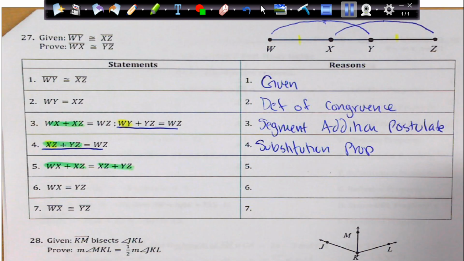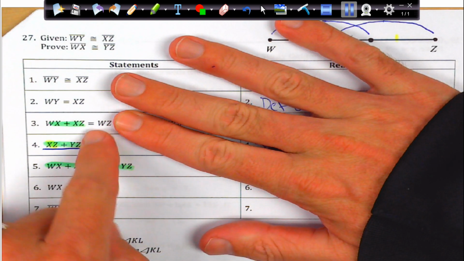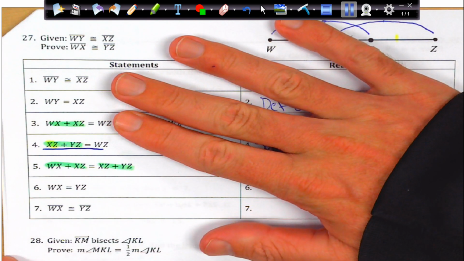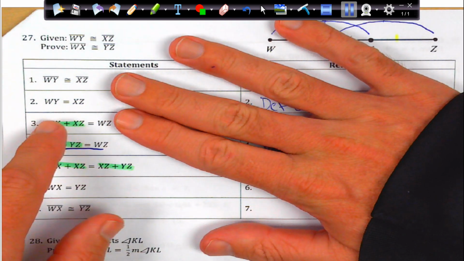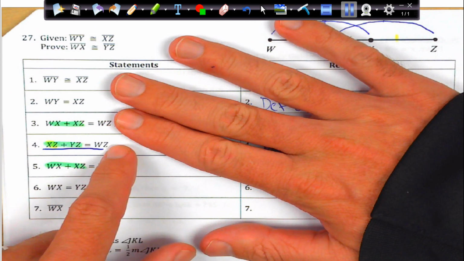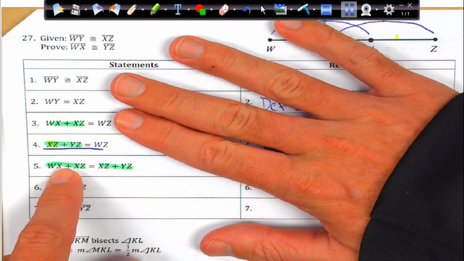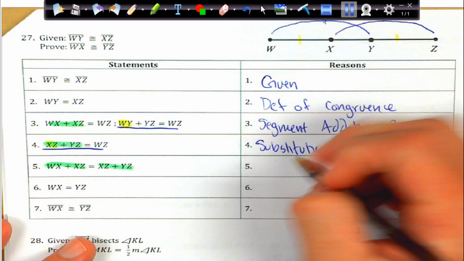So if we look at those 2 equations up here, what do these have in common? They're both equal to WZ. So in all of our classes, I said, someone's the same height as Mr. Smith, so we'll just call person 1 the same height as Mr. Smith, person 2 is the same height as Mr. Smith, so person 1 must be the same height as person 2. That is our example of transitive property.